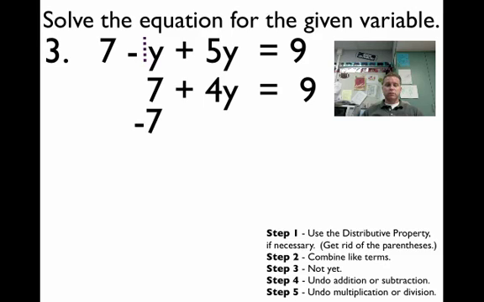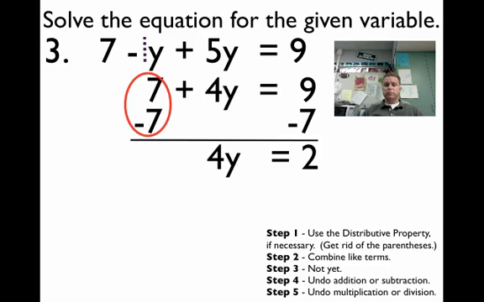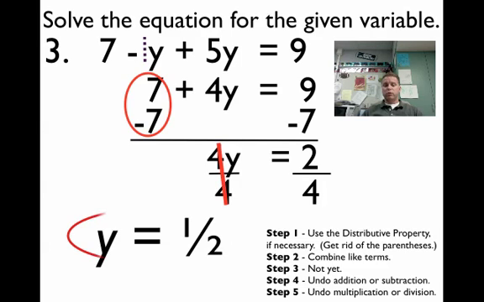Step 4, subtract 7 from both sides. That'll zero out. And 9 minus 7 is 2. Now at this point, some of you might be going, I can't do that because I can't go 2 divided by 4. But it's okay to do that. 2 divided by 4 is going to be 1/2, or 0.5. So it's okay to have fractions. We have fractions all the time in real life. It's not a big deal.